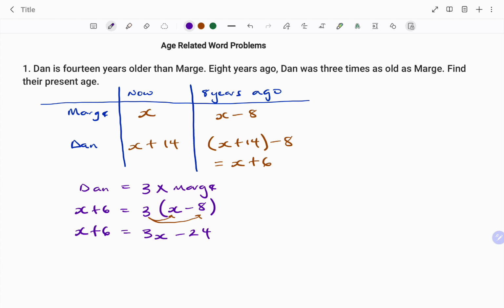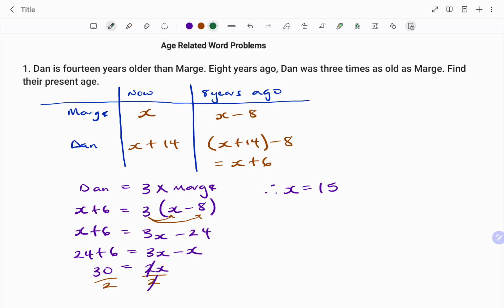Collecting like terms, I'm going to move my 24 to the left-hand side. That's 24 plus 6 equals 3x. Then I move my x to the right-hand side, becomes negative. I have 30 equals 2x. And dividing both sides by 2, I'm going to have 2 into 1. Therefore, my x is equal to 15.